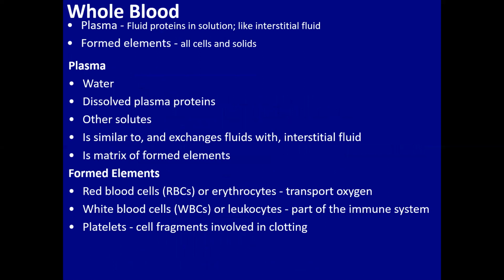Whole blood can be broken down into two main categories. Either plasma, which is fluid with proteins in solution. It's very much like interstitial fluid, right? The fluid that's around your cells. Plasma and interstitial fluid have some great similarities. But you also have the formed elements, and that's all the cells and the solids within the blood. So, plasma has water, proteins, other solutes, and it's the matrix for the formed elements. Your formed elements include red blood cells, white blood cells, and platelets.